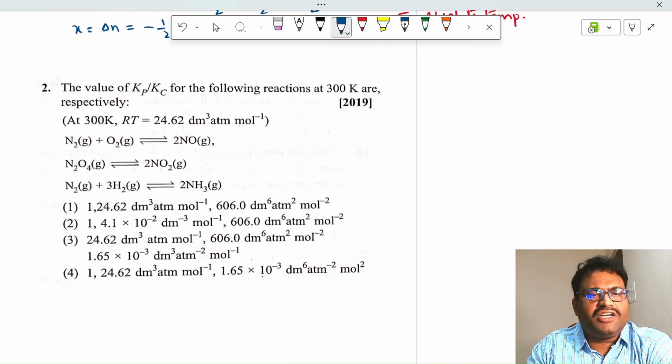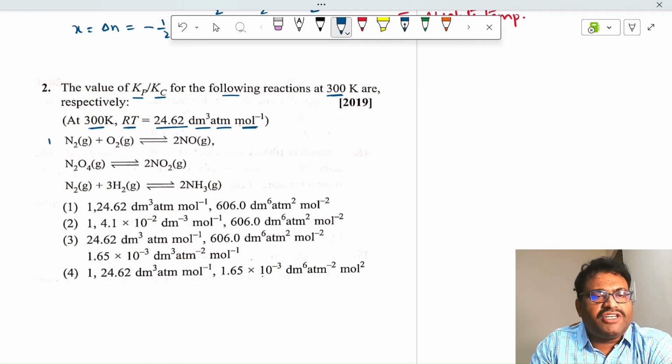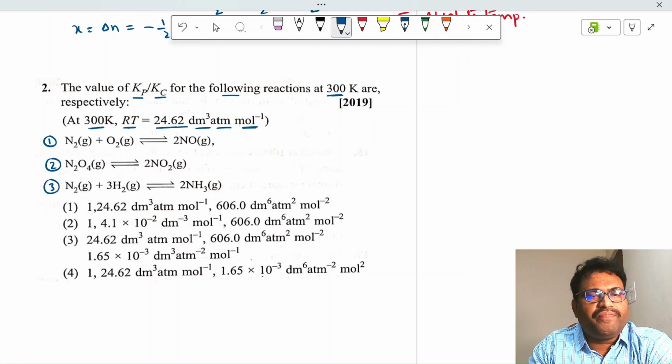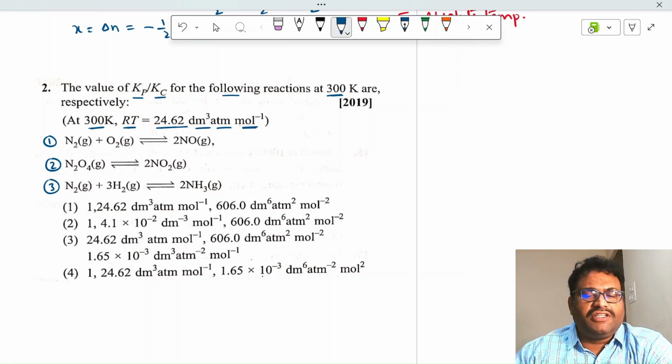Next question. Let us see. The values of Kp and Kc for the following reactions at 300 Kelvin are, respectively. At 300 Kelvin, the product of R and T is given as 24.62 decimeter cube atmosphere per mole. Let us take these as reactions 1, 2, 3. These are the options given, and for these three reactions, the relation between Kp and Kc is asked.